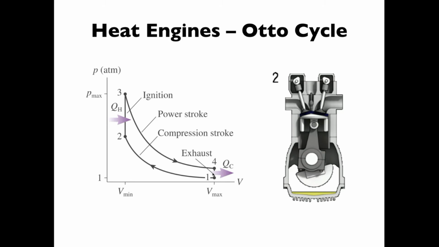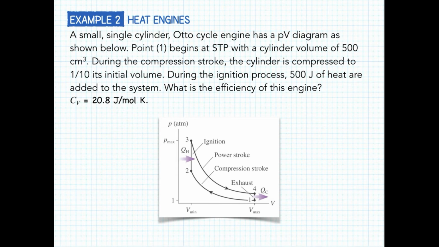So here's an example we'll go through. A small single-cylinder Otto cycle engine has a PV diagram that you can see below. Point 1 begins at STP, with a cylinder volume of 500 centimeters cubed. During the compression stroke, the cylinder is compressed to 1/10 of its initial volume. And during the ignition process, 500 joules of heat are added to the system. So 500 joules, that's the QH right here.